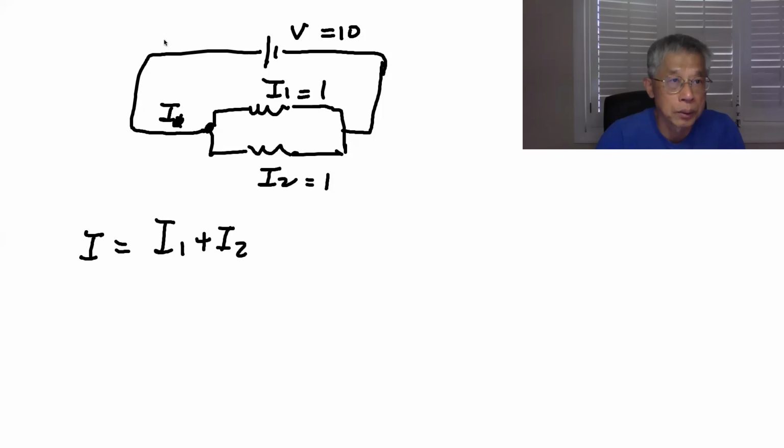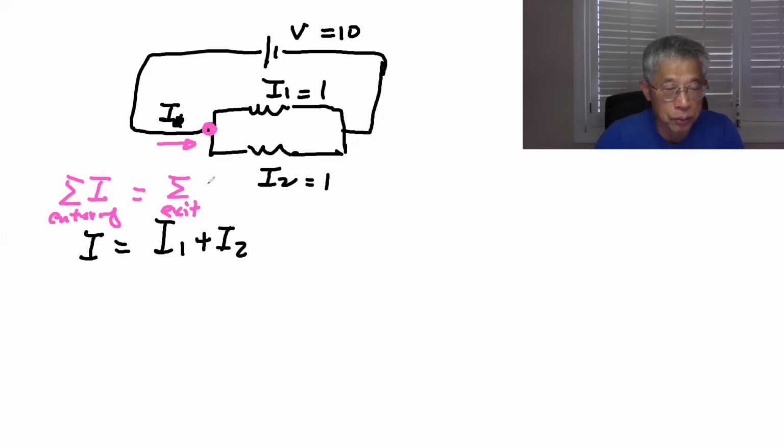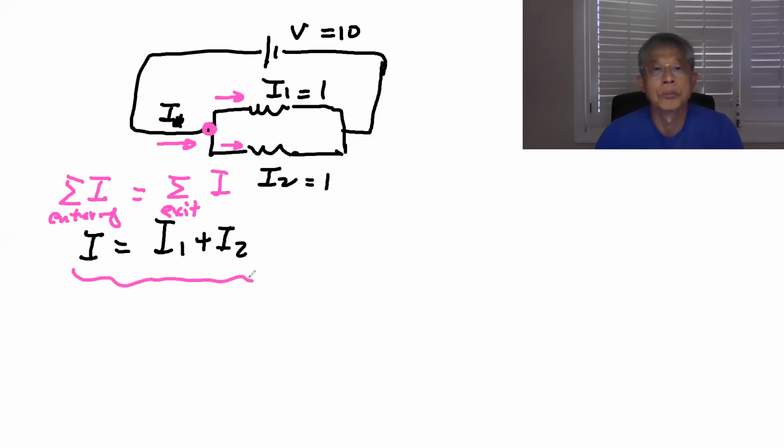Because when we apply this rule, entering this junction, there's only one. So when we sum all the entering currents, it's equal to the summation of the exiting currents. Okay, so the entering, there's only one, so just I. And exiting, this one is leaving the junction, I1, and leaving the junction, I2, so you add them together. So this is equal. That's what we're saying.